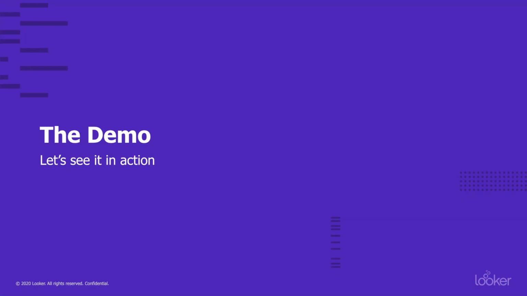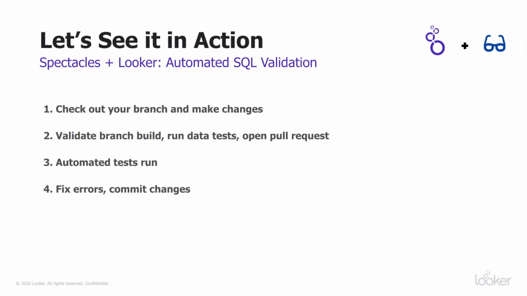Right, so we'll get into the demo. Let's see it in action. Okay, so the first demo is Spectacles and Looker. There's quite a bit going on here. There are 4 steps that we're going to demo: checking out your branch and making changes, validating that local branch build, running data tests, opening a pull request, automated tests running, and finally fixing errors and committing changes.